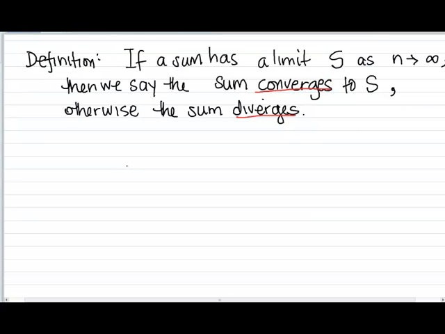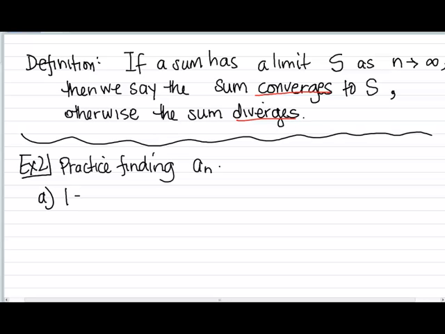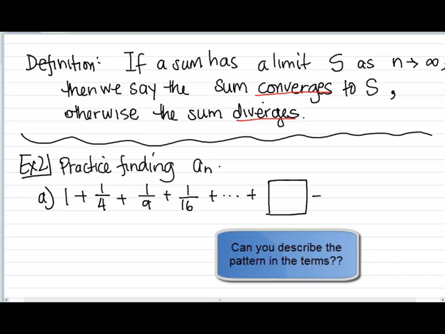Okay, here we have the definition. If you have a limit s as n approaches infinity, then we say it converges, otherwise it diverges. Very similar to our terminology that we used in our previous chapter. Second thing I would like us to do is practice finding those general nth terms. So a sub n. And I'm going to give you a series of numbers, and I want you to think about the pattern. So this is now some problem solving. I want you to find the pattern and what will come in this box.